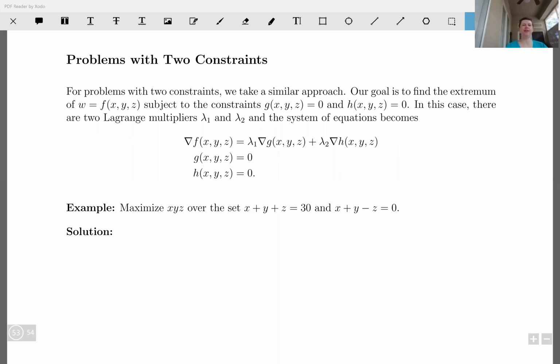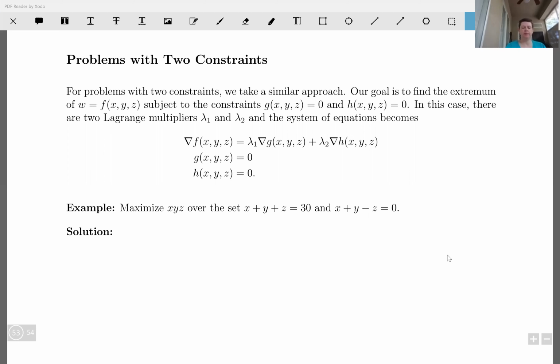Okay, so for this video, we are going to wrap up constrained optimization problems, and we're going to talk about problems with two constraints. For problems with two constraints, we take a very similar approach to problems with one constraint. Our goal is to find the extremum of a function w as a function of x, y, and z, subject to two constraints, a function g of x, y, z equals 0, and h of x, y, z equals 0. So in this case, we have to worry about two Lagrange multipliers, lambda sub 1 and lambda sub 2.